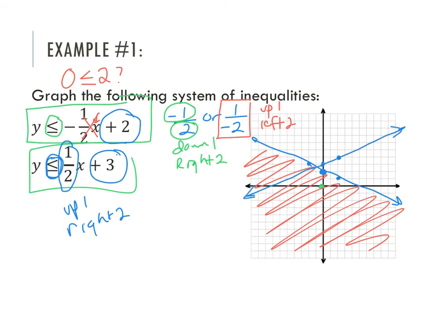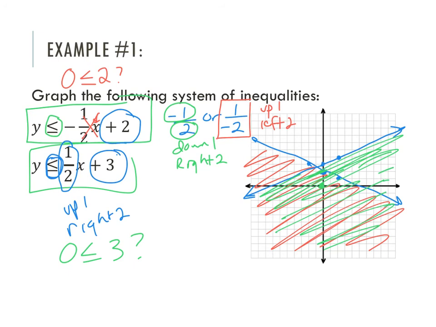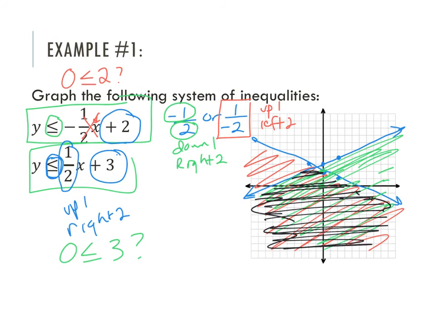And then the shading part here, if I tested the origin again, same point, that would read 0 less than or equal to 3. And is that true? Yes, in this case it is true, so then I would shade the same side there. And so notice the overlapping region would be where the green and the red shading meet. If I darken it a little bit, that would be this overlapping region there.